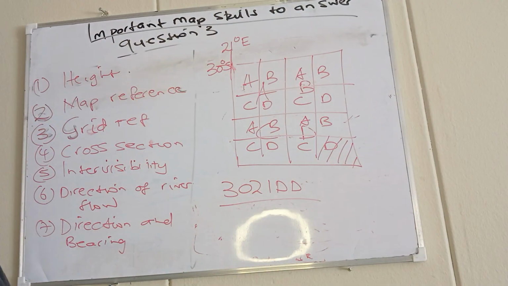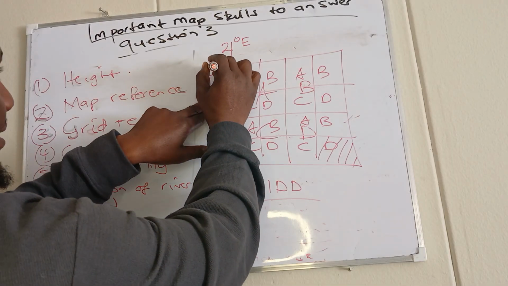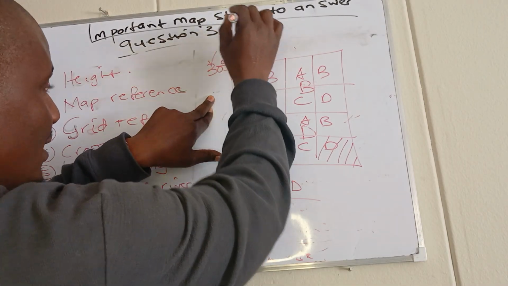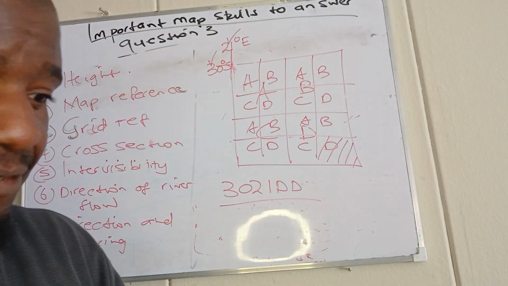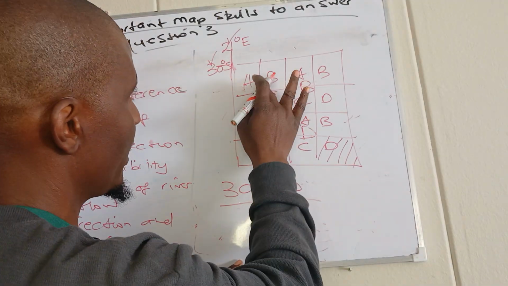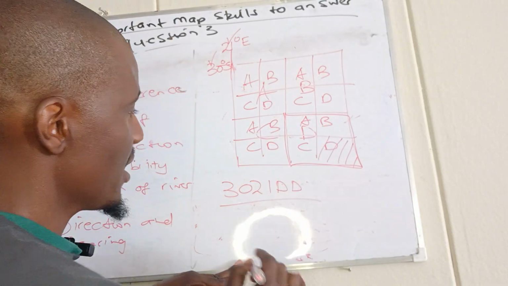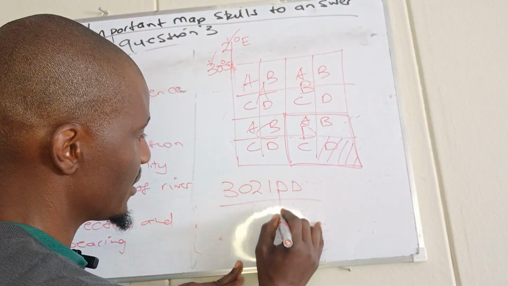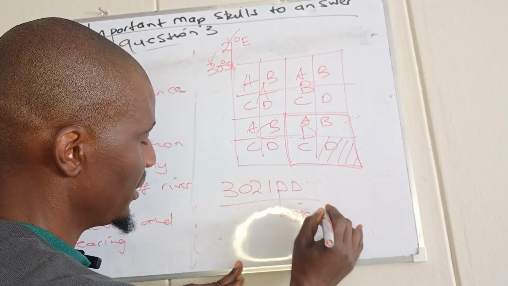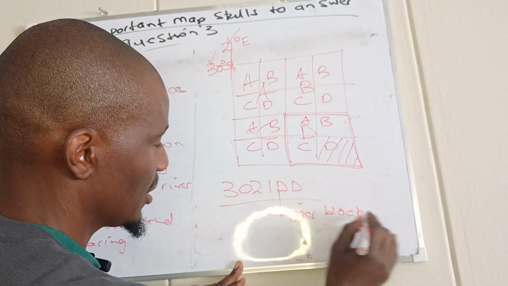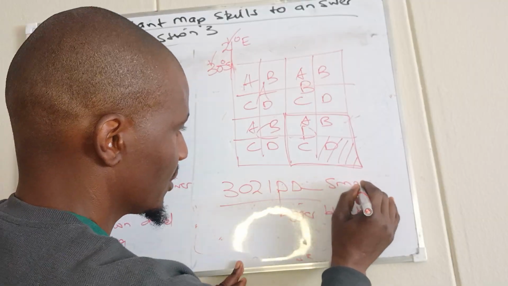So when I'm looking at this map, my latitude is what? 30 degrees. My longitude is 21 degrees. The bigger block is referred to on the map as what? D, which is A, B, C, D, which means I'm talking about this. Okay, then the smaller block, this one is the bigger block. This one is the what?